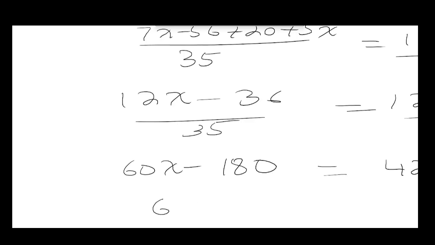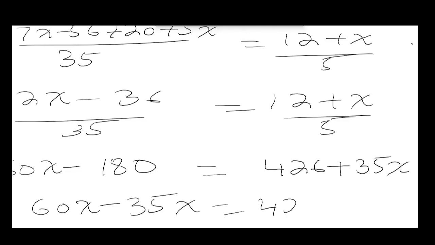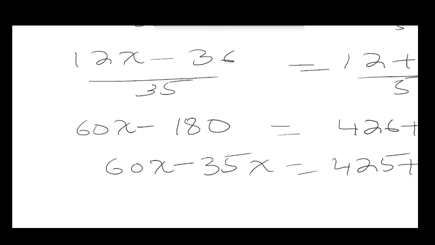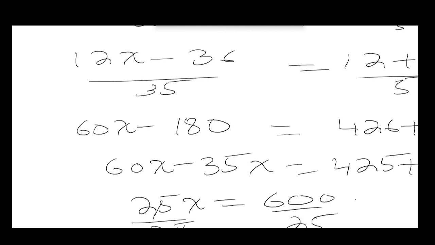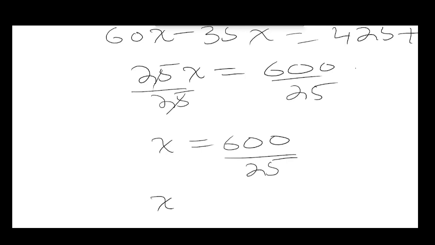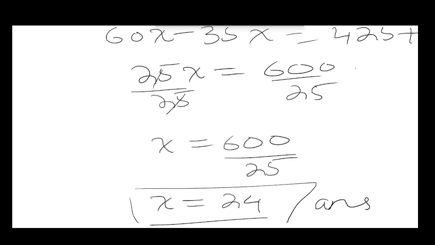So we can write 60x minus 35x is equal to 425 added with 180, because from left to right it changed its sign. So 60x minus 35x, that is 25x. This is equal to 600 because they have been added. So now 25 will be divided on both sides. So that makes x is equal to 600 by 25. Or if we want to simplify it much further, this will be 24, and this is our final answer of x.